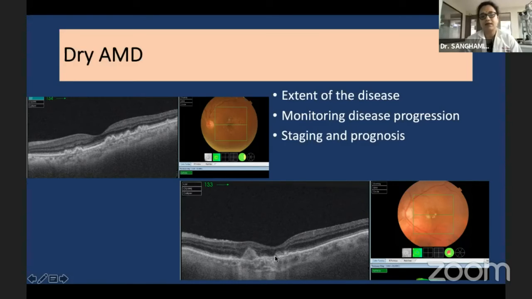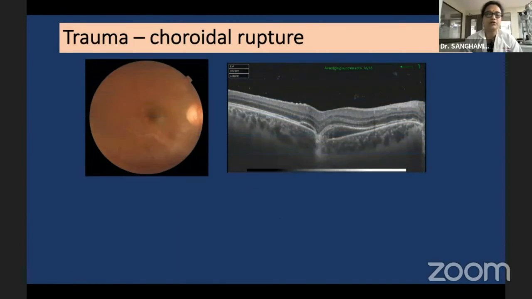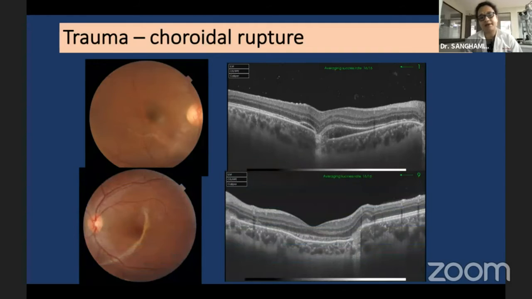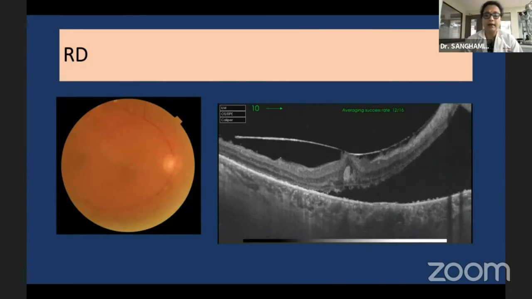Whereas in this case, the exudative materials are bang on the central posterior of the macula, so this patient definitely will have a lesser amount of vision. In trauma, OCT helps us tell the choroidal rupture, whether it's passing through the center of the macula or sparing the macula. RD, obviously, it can show.